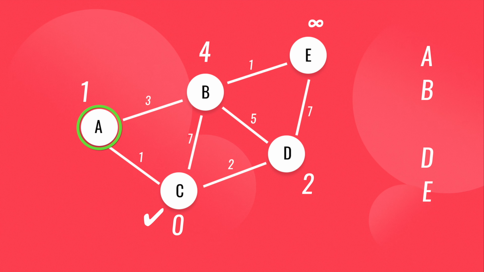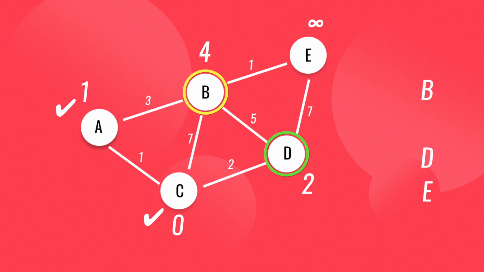In our case, E is the ending point, so we keep going. We mark A as visited since we have evaluated all of its neighbors. We then pick the node with the smallest value from our list of unvisited nodes. In this case, it's D. From D, we can get to B and E.